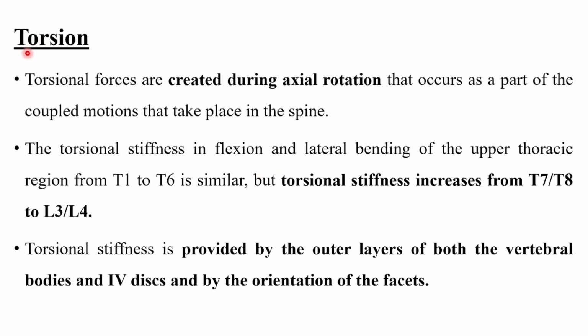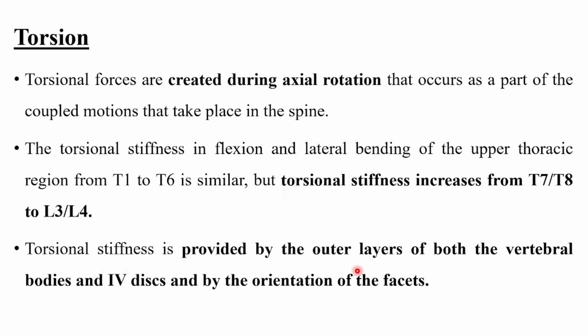Next kinetics is known as your torsion. The torsional forces are created during axial rotation that occurs as a part of the coupled motions that take place in the spine. The torsional stiffness in flexion and lateral bending of the upper thoracic region from T1 to T6 is similar, but torsional stiffness increases from T7 to T8 to L3 to L4. The lower thoracic as well as your lumbar region will have increased torsional stiffness.